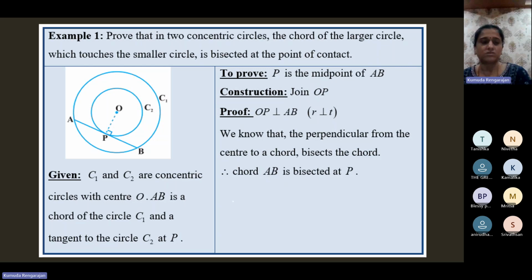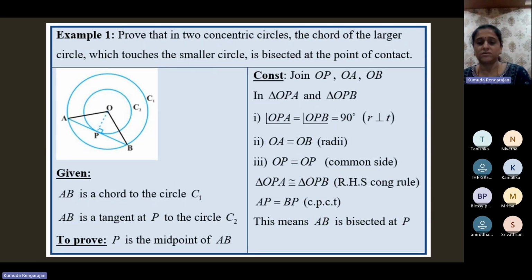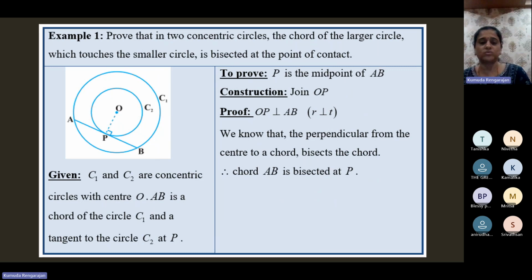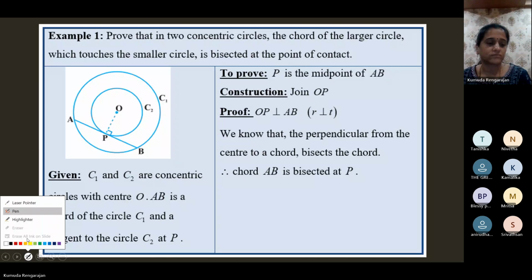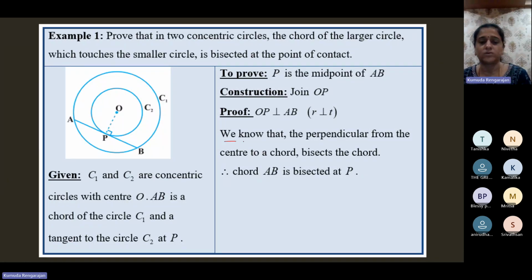See, I have both. Here I've proved using congruency. I'll share the images later, children. Here I've proved using congruency, and here by using the theorems. We know that the perpendicular from the center to a chord bisects the chord. Therefore, chord AB is bisected at P.